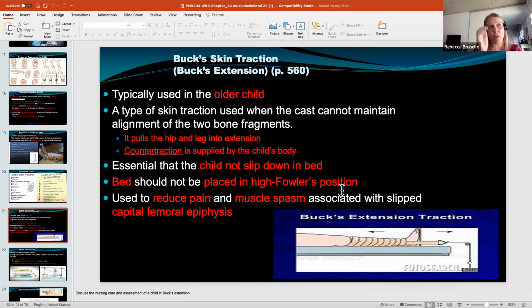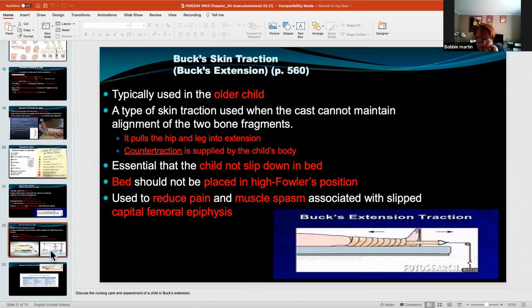Something you have to think about with Buck's traction, and also with Bryant's, is that they can never not have their head or their bed elevated. They can't be in a high Fowler's position, because then they won't be able to maintain the position of their leg. So they always have to be in a semi-reclined position. In addition to using it for a femur fracture, it can help reduce muscle spasm and pain with a condition we're going to talk about in a little bit, called slipped capital femoral epiphysis, which is when the femur head slips out of the socket.